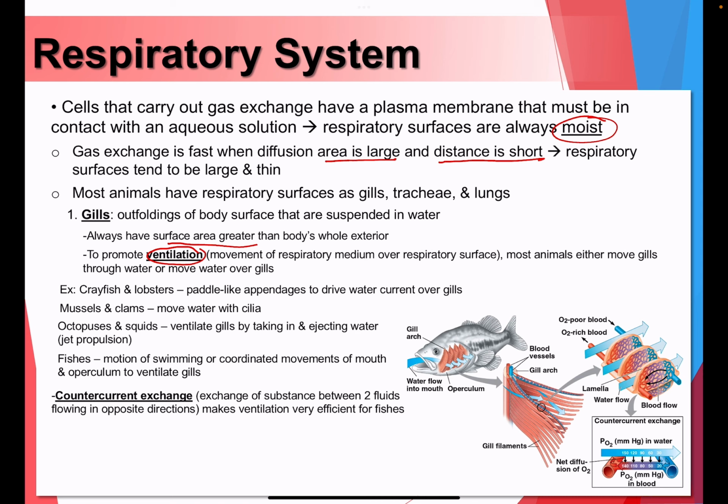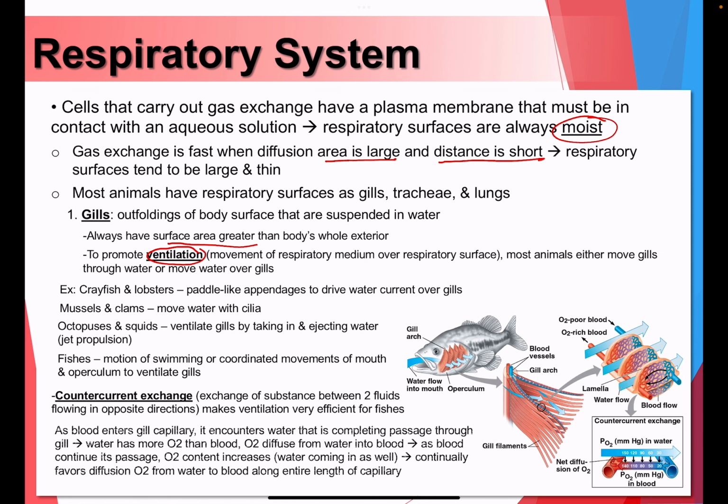Countercurrent exchange is the exchange of substance between two fluids that are moving in opposite directions and also changing in concentration gradient as they move along a length of vessels. So, like I said, this is what makes ventilation very efficient for fishes.